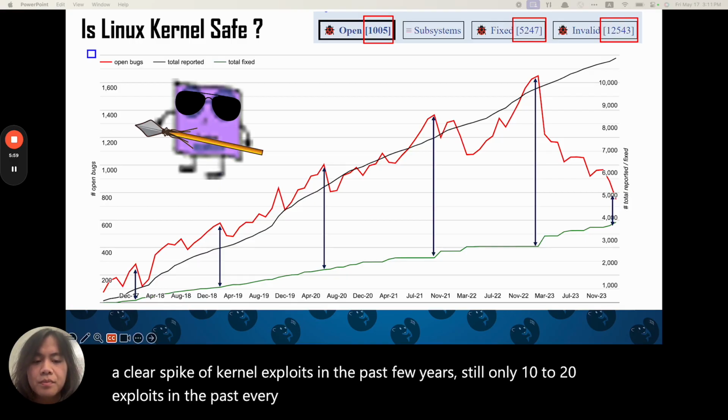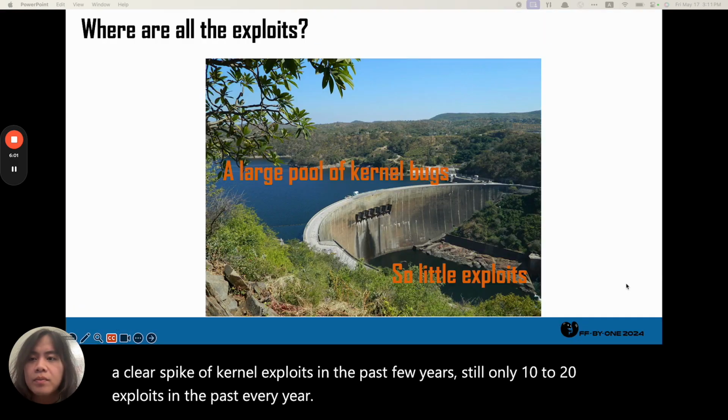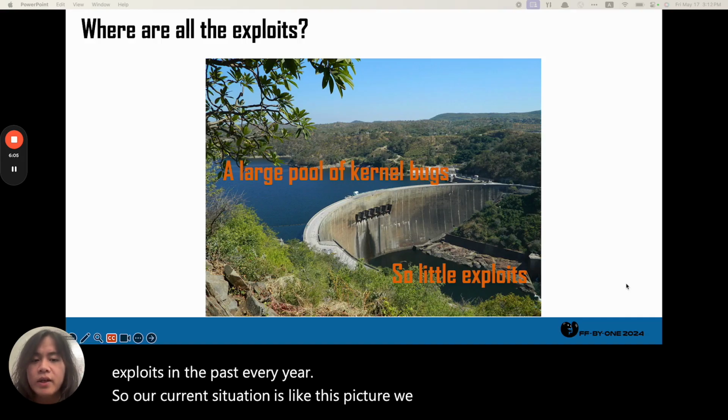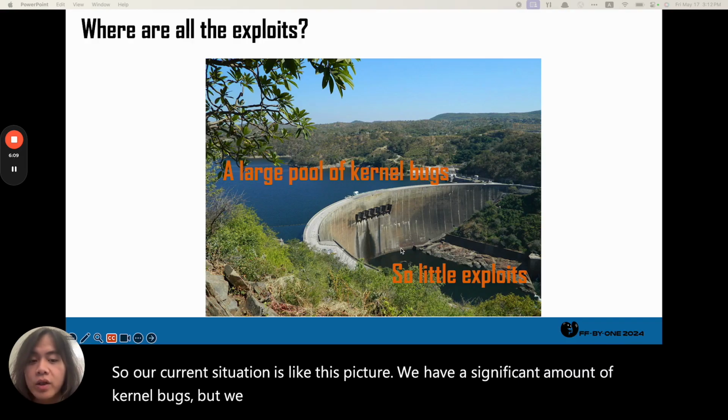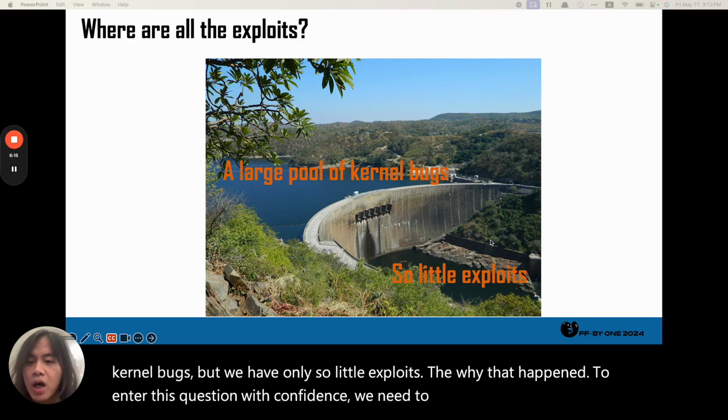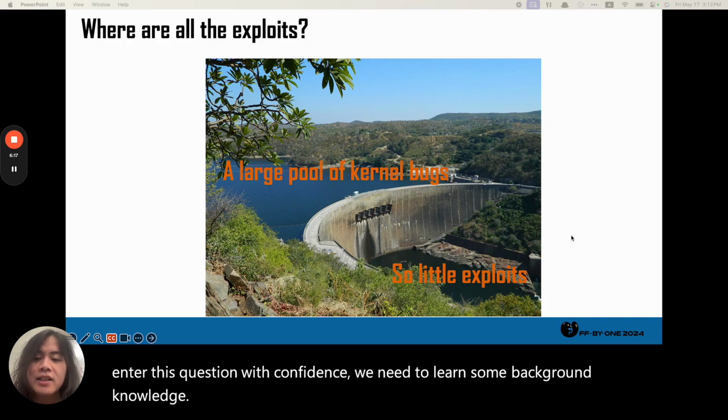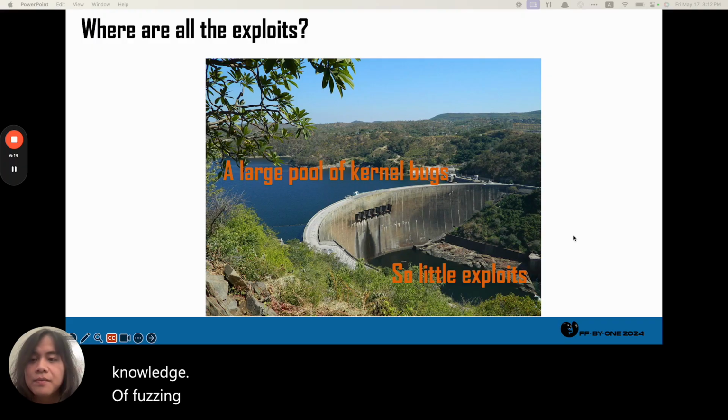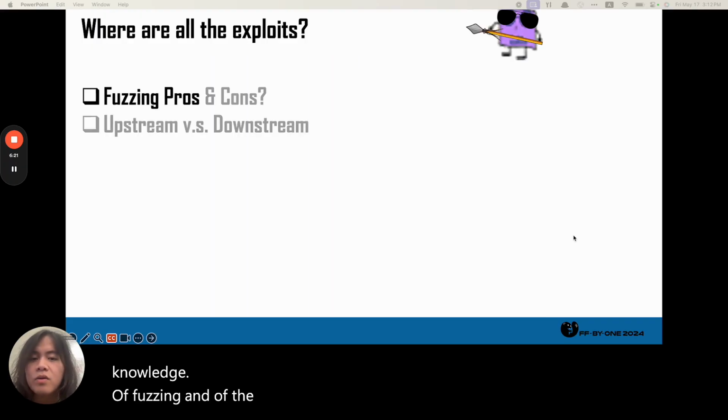So our current situation is like this picture. We have a significant amount of kernel bugs, but we have only so few exploits. Why did that happen? To answer this question with confidence, we need to learn some background knowledge of fuzzing and of the Linux kernel. Well, the fuzzing pros and cons.